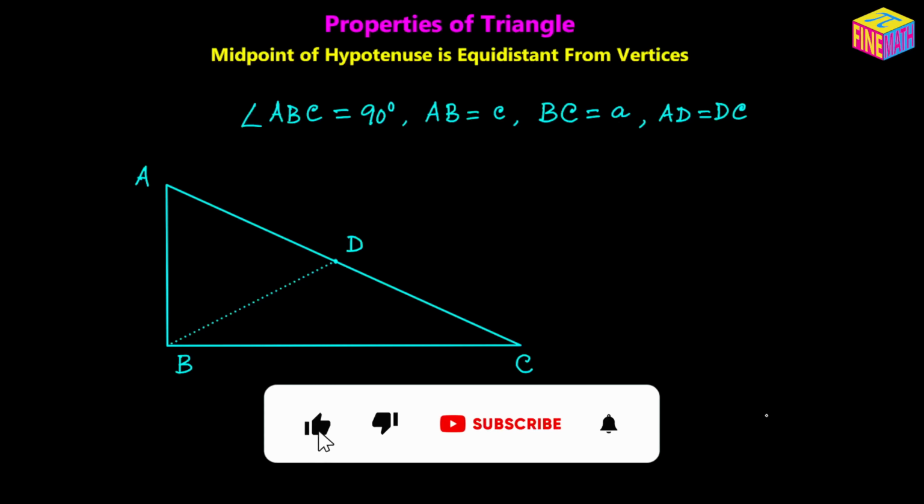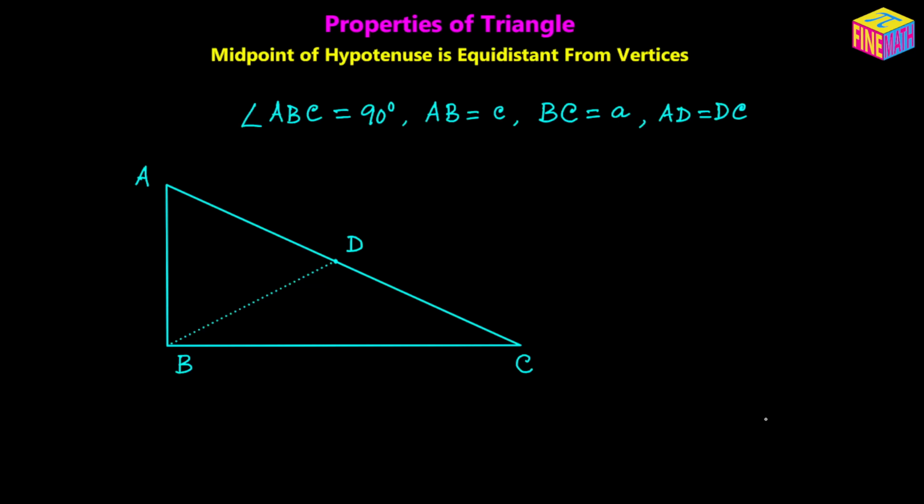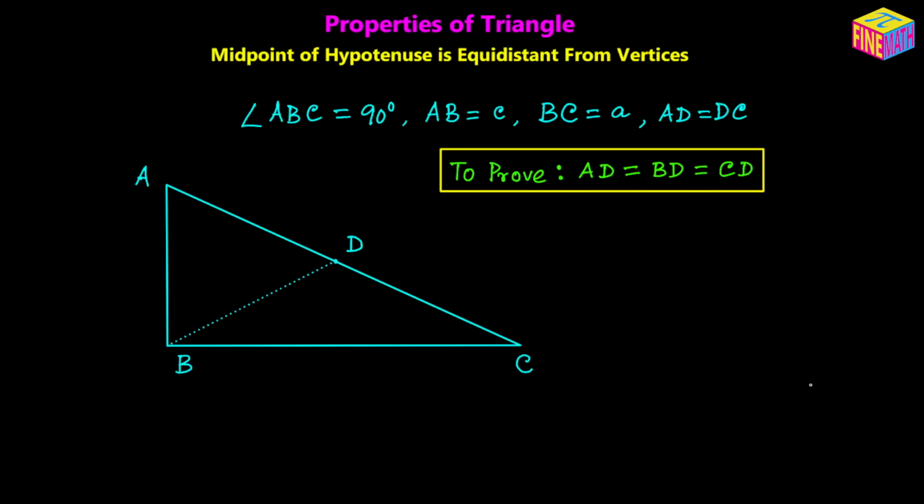and AC is the hypotenuse and the angle ABC is 90 degrees, and let's suppose that D is the midpoint of the hypotenuse AC. So D is the midpoint, that means AD will be equal to DC. And here we have to prove that AD is equal to BD is equal to CD. Before we get into the proof, let's assume that the length of the side AB is equal to C units and the length of the side BC is equal to A units.